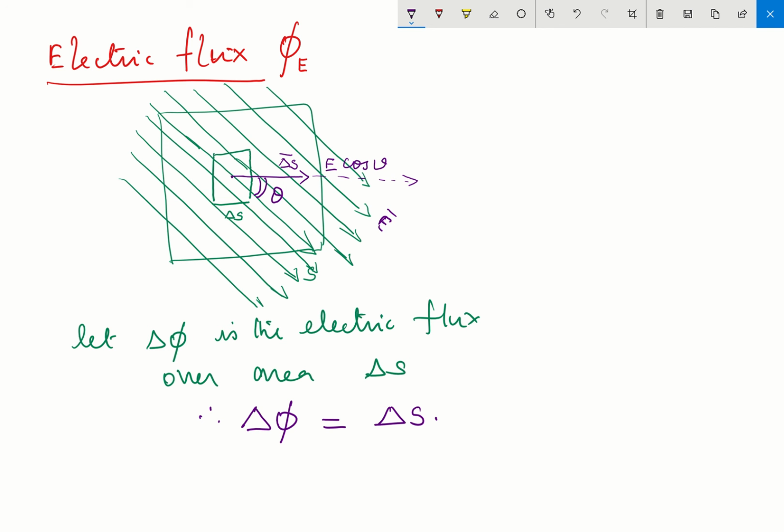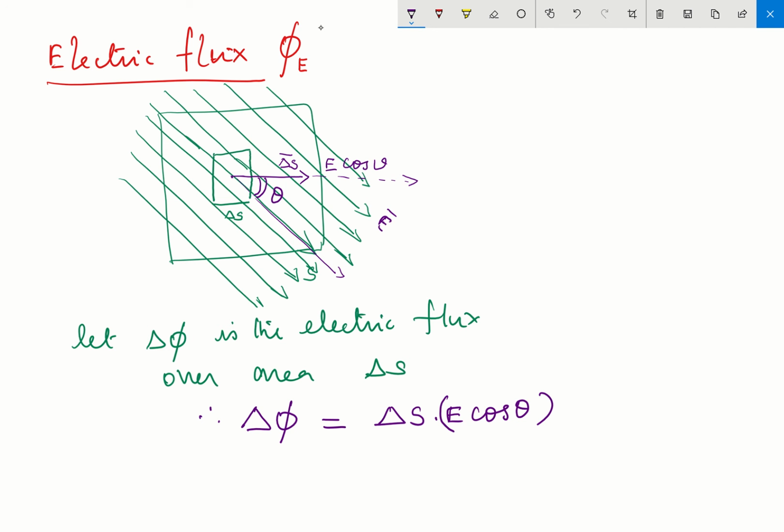E cos theta. Hope you are following. E is in this direction. Now, what is delta phi? It is the product of the area element and the component of the electric field. What is the electric field? E. But I want only the component of the electric field in the direction of the area vector, along the normal. That is nothing but E cos theta. It is not just E, it is the component of electric field in the direction of the area vector.